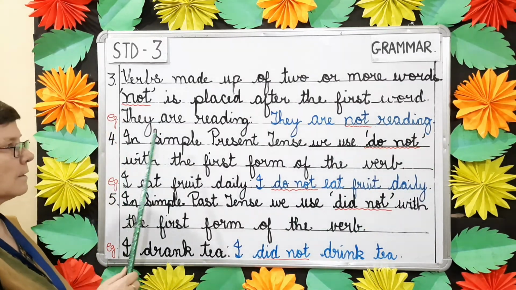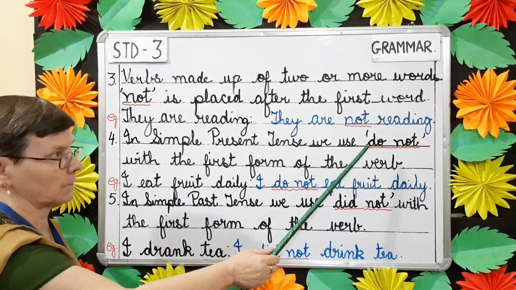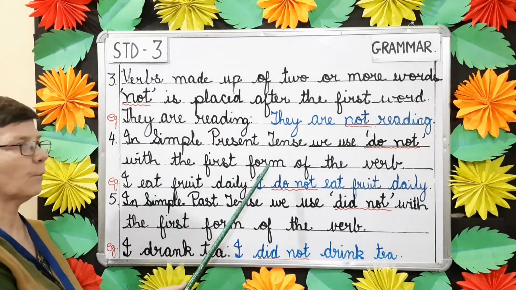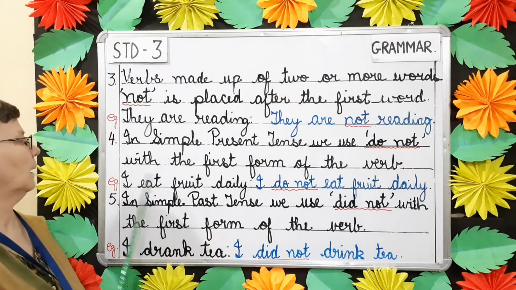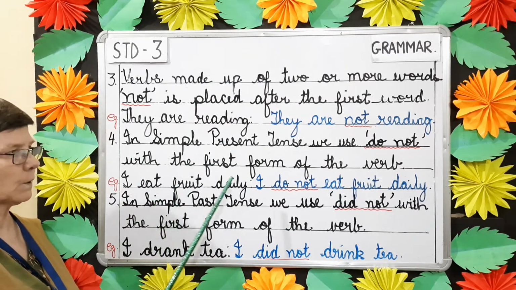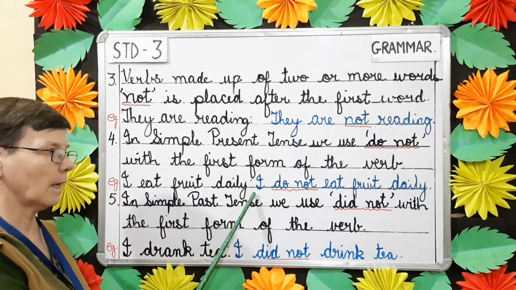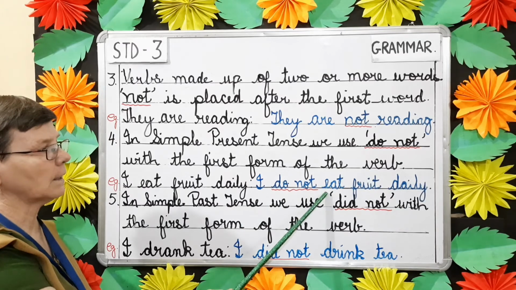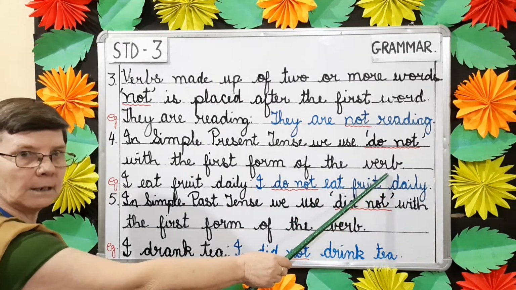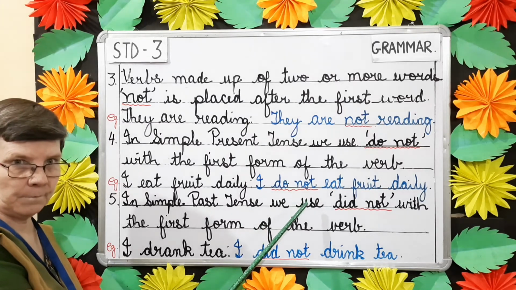Next, in simple present tense, we use do not with the first form of the verb. Example, I eat fruit daily. The answer is, I do not eat fruit daily. Along with the verb, we have used do not.